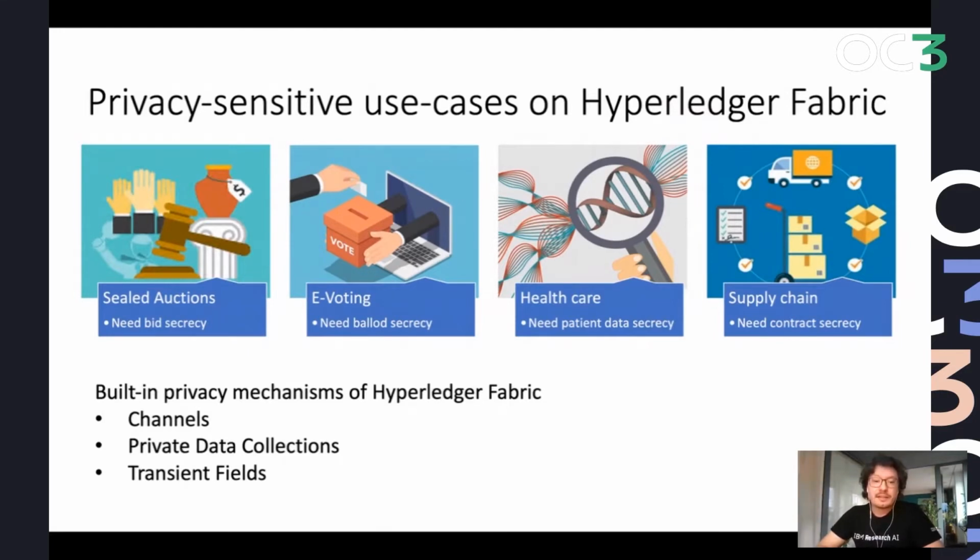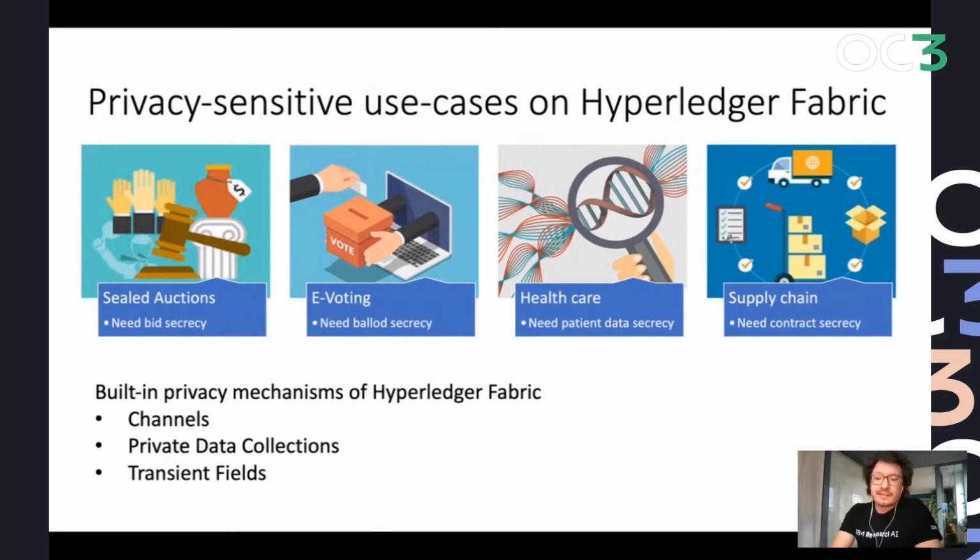A transient field, as the last mechanism here, allows us to send data to a smart contract without having the actual data later end up on the ledger. That is, for instance, used when we think about, hey, the chaincode smart contract could actually encrypt data. We use the transient field to provide the encryption key for the data, and then all good, right?